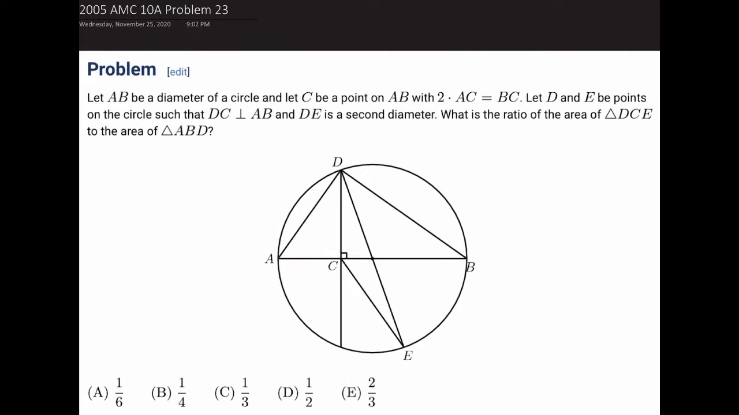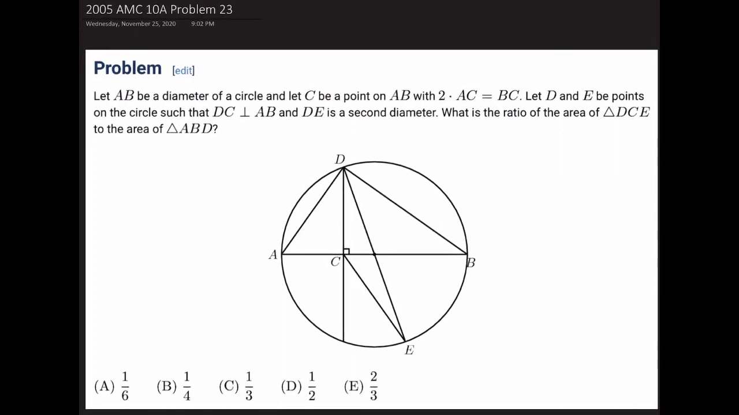So essentially we're trying to find the ratio of the area of this triangle right here to the area of this triangle right here. The first step in problems like these is to denote some value to a length we already know. So in this case, I denote the length of AC to be x. And so this means that the length of BC, using the information we're given in the question, is 2x. So we have x and 2x.